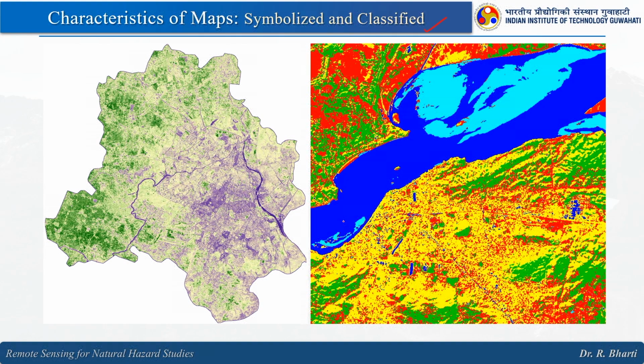Remember we had the classification, after classification we are generating the classified maps, and all the classified maps have different color or texture that will be representing different class or category, right. So, here this is yellow color, red color, green color, blue color, cyan color, they are representing different parameters, right.